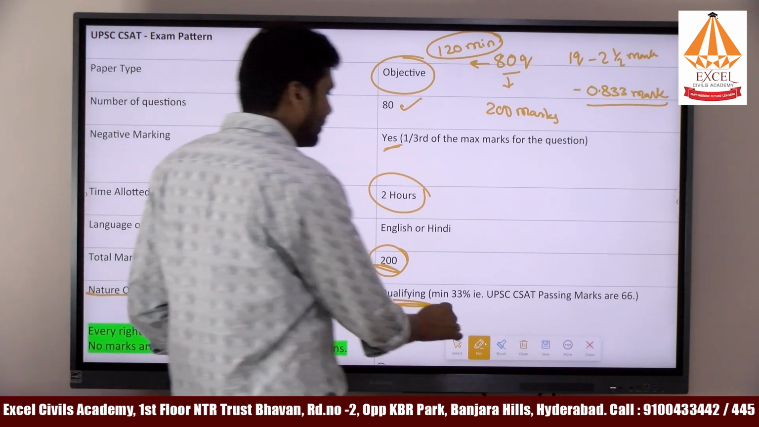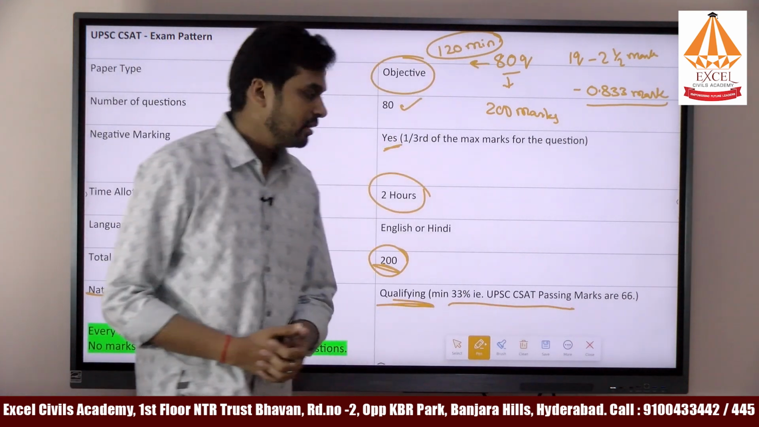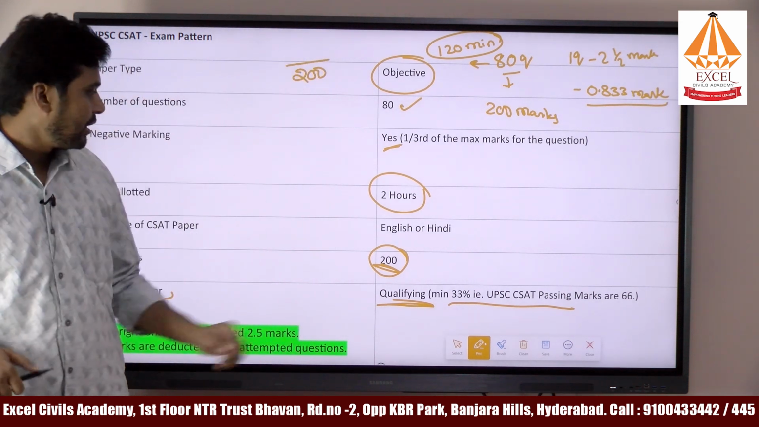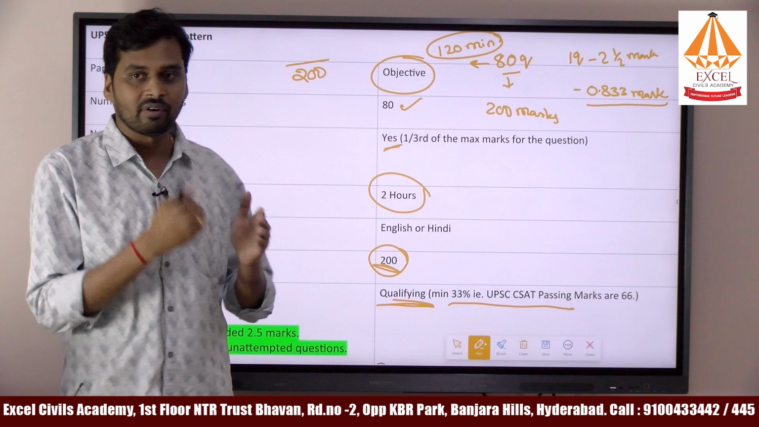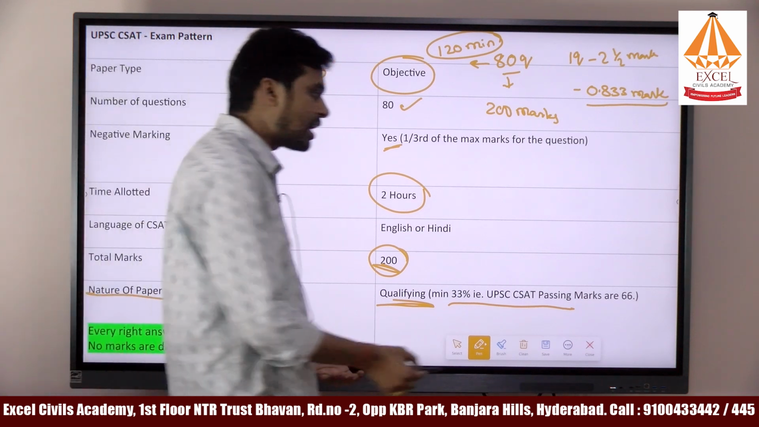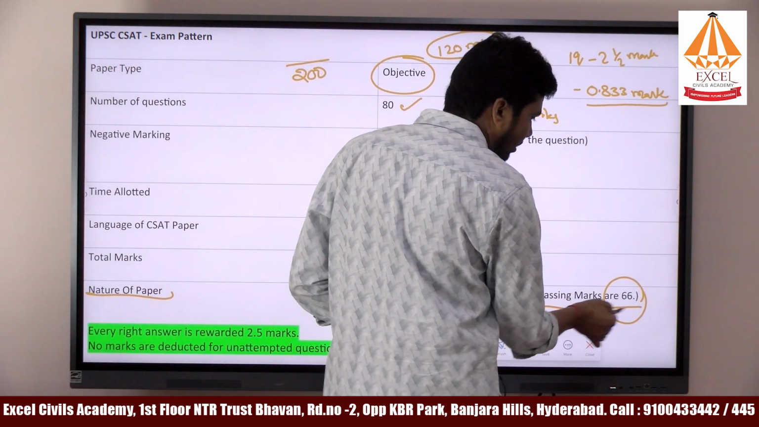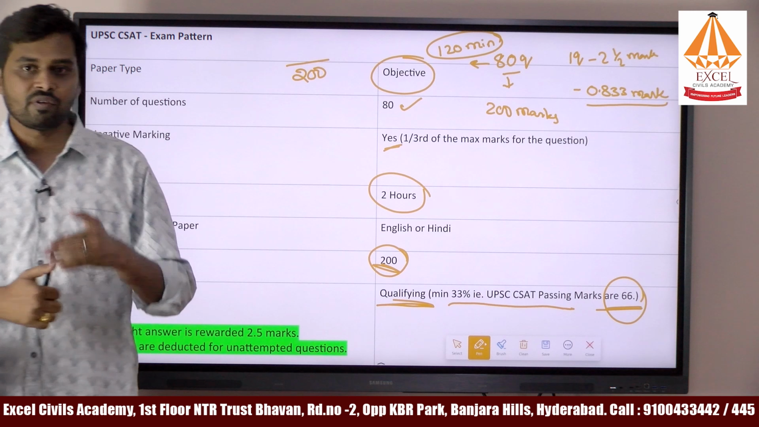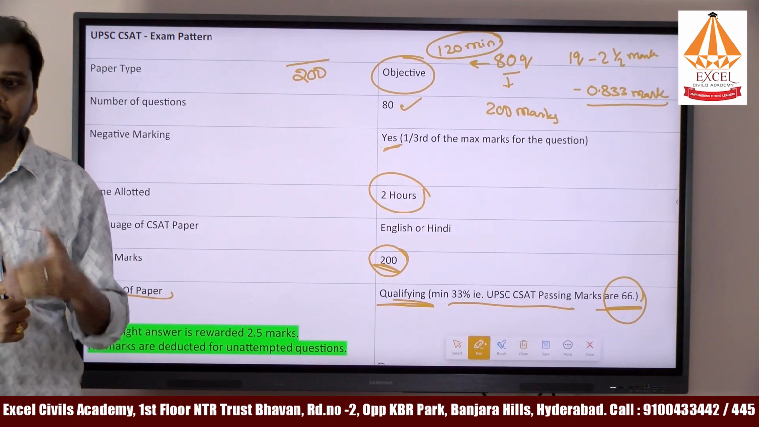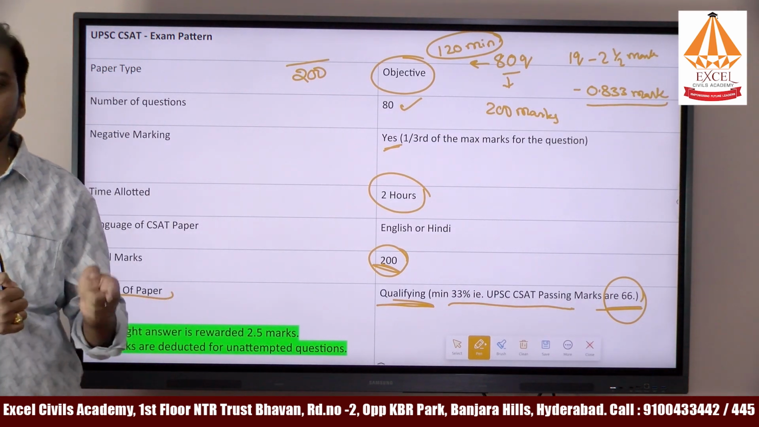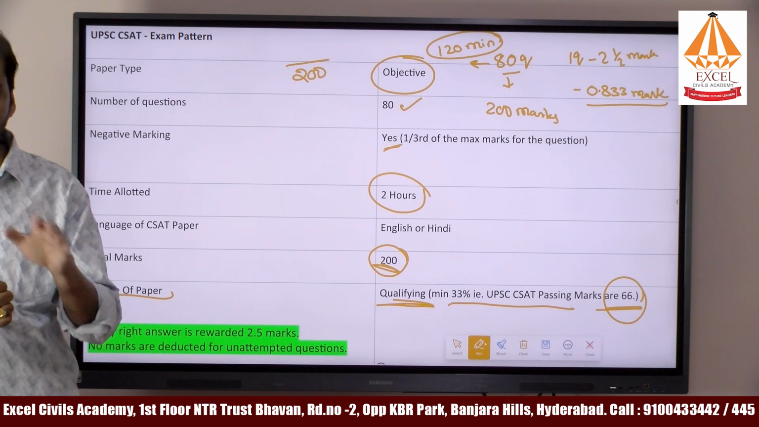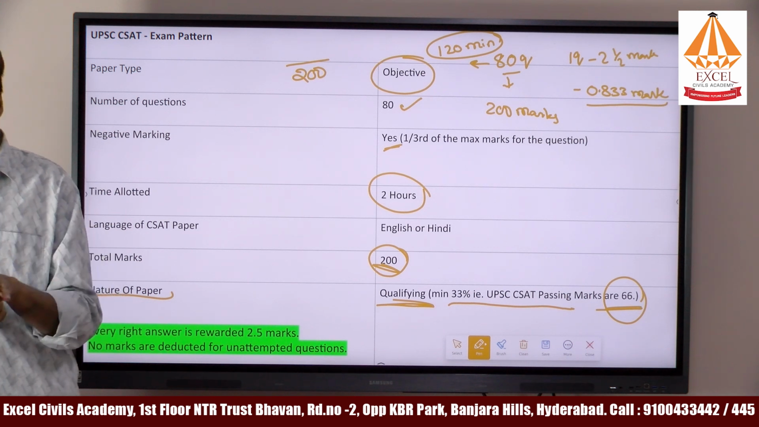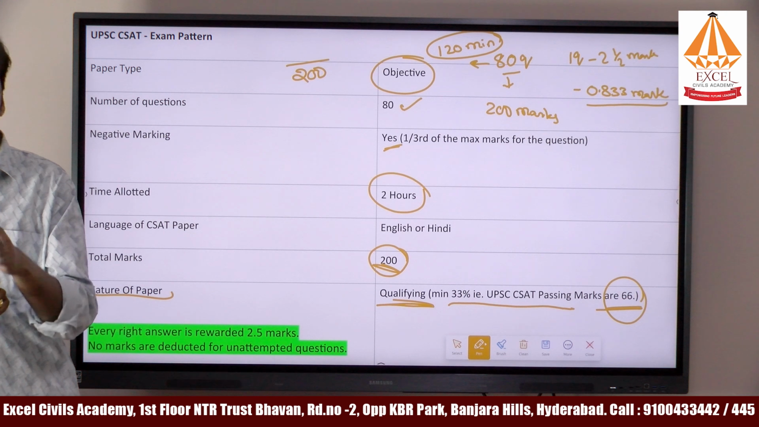That is 33% of the UPSC prelims marks. Percentage wise it is 33%. Since it is conducted for 200 marks, marks wise it is 66 marks. Out of 200 marks, if you can get a minimum of 66 marks, then you will be qualified in this paper. You understand it? So this is only a qualifying paper. Out of 200, minimum you need to secure 66.